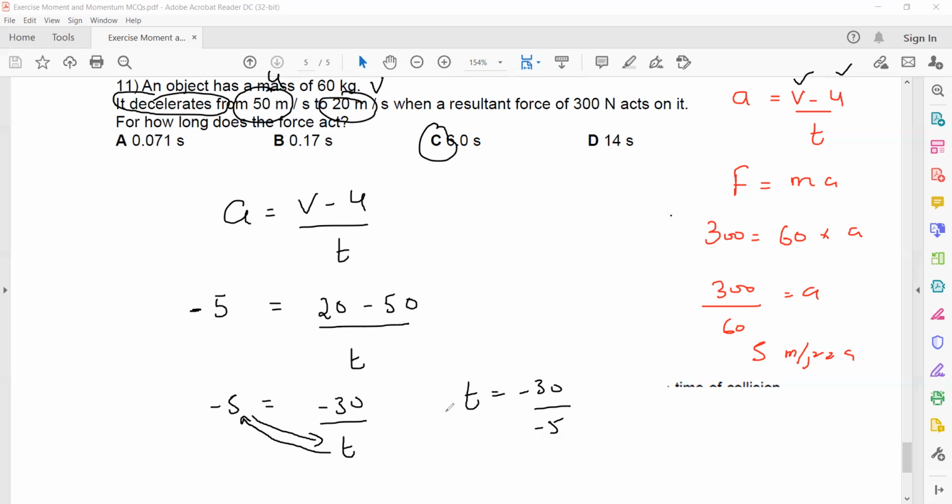So first we calculate the acceleration. How minus 5? Because in the question, if you see, they mention deceleration. Deceleration means speed decreases. So when we substitute the value for deceleration, it should be negative. If it was written acceleration, then the value we will substitute as positive. Deceleration is also known as negative acceleration.